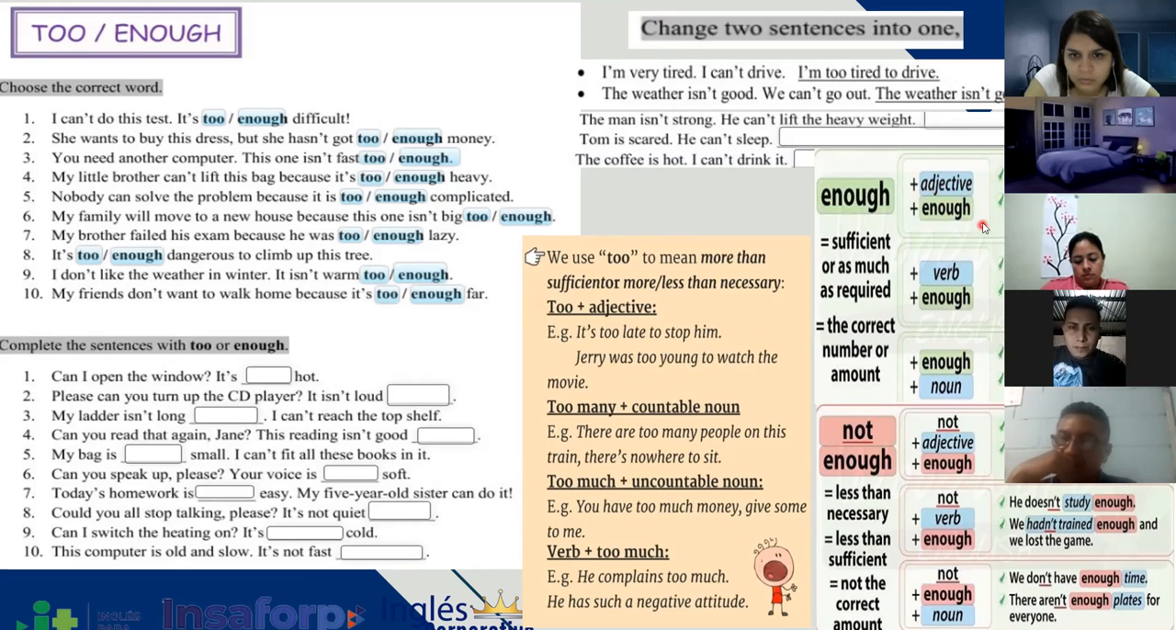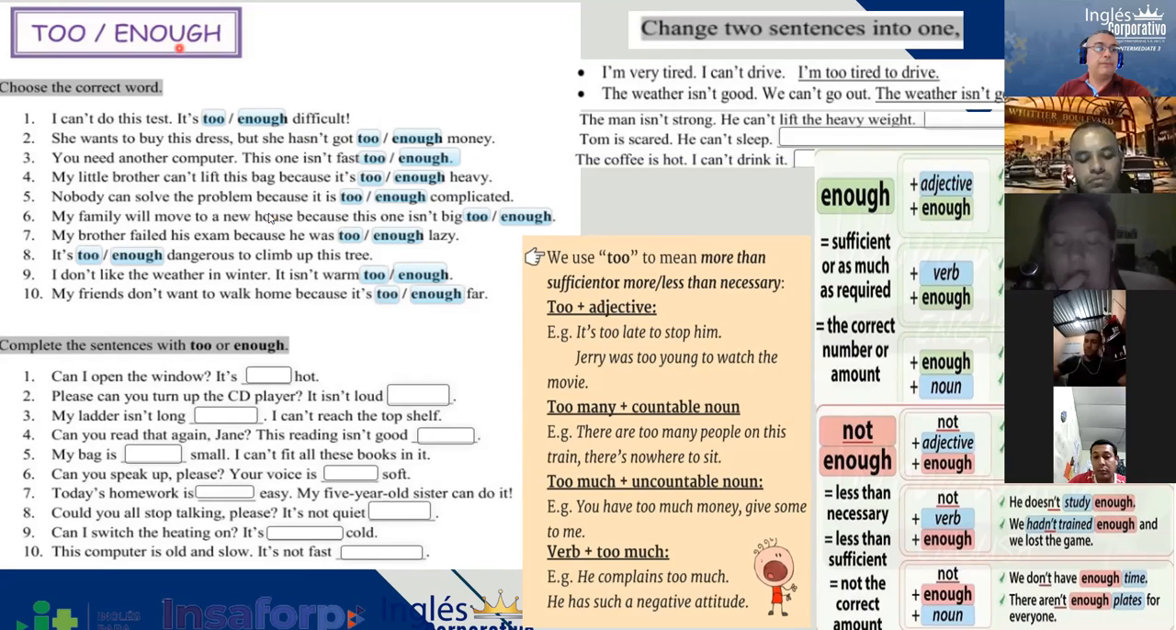¿Ven la diferencia? Do you see the difference? When we use the adjective with "too," it comes after "too." Too young. With enough, the adjective comes first, then enough. That is a key element that you cannot forget, because when we do this activity, that's where you're going to put it to use. I'm giving you that tip. Right, continue, please.